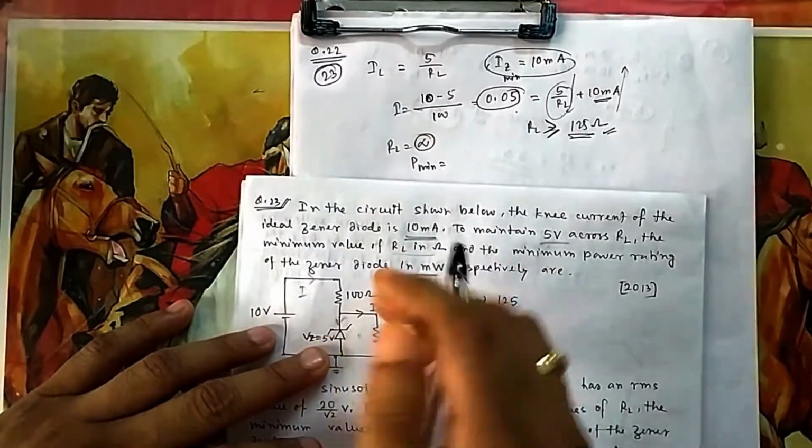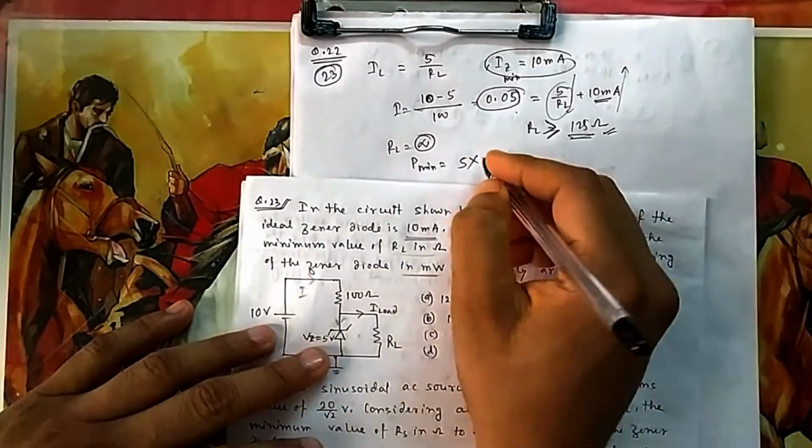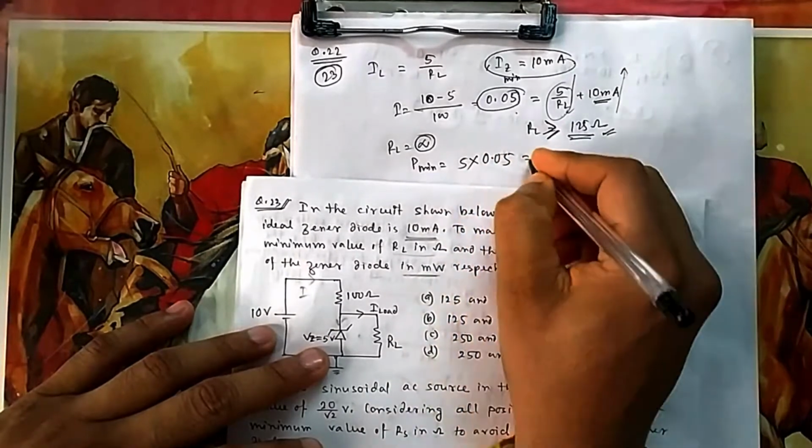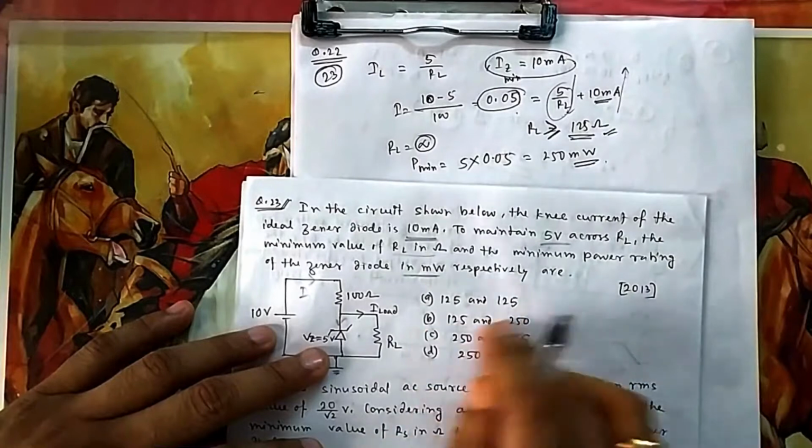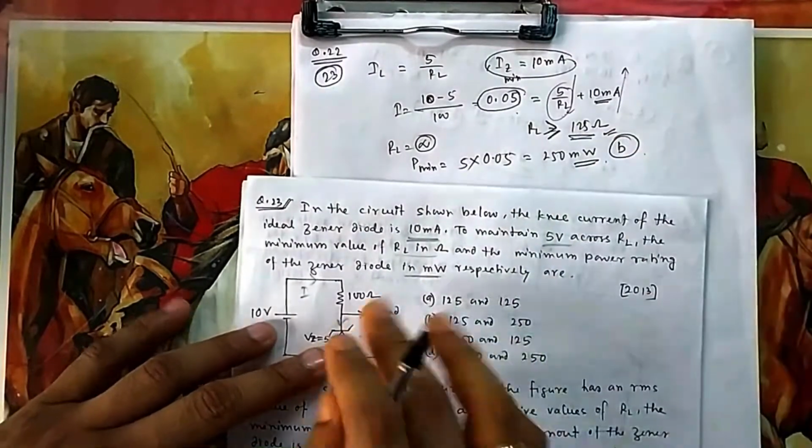So it should be able to handle it. So the 5 into what is the current through it? 0.05. So it is 250 milliwatt. So that is your option B. So you think of both the worst cases.